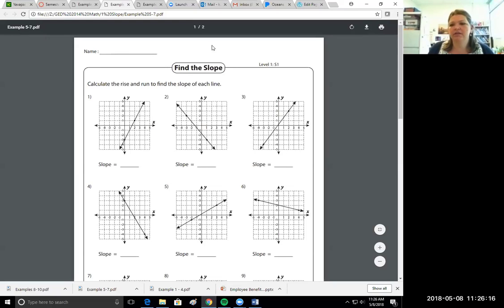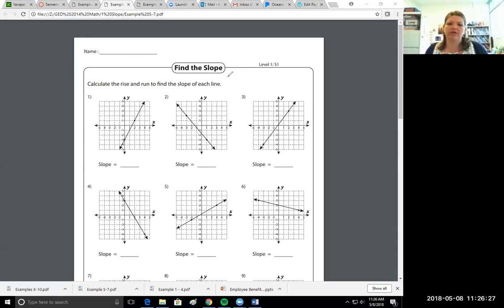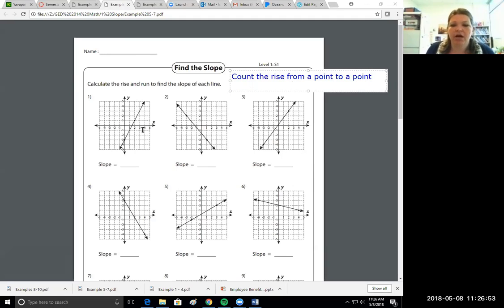Okay, so these problems here say find the slope, calculate the rise and the run to find the slope of each line. Okay, so a really helpful hint is that if you want to calculate the rise and the run, those are both movements. How much does my line rise is a movement. How much does my line run is a movement. And so you are going to have to move from point to point. We're going to count the rise from a point to a point, okay? And then once we're done with that, we're going to count the run from a point to a point, okay? So let's go ahead and I'll show you what I mean here.